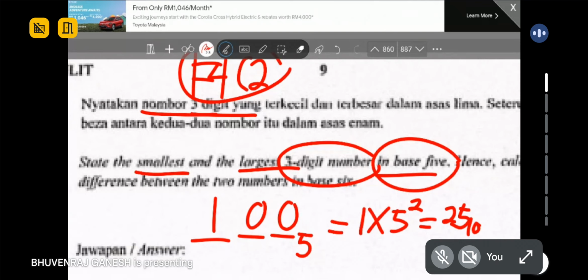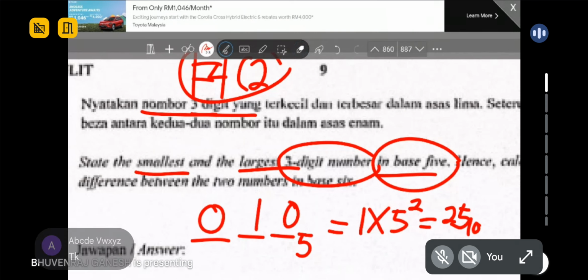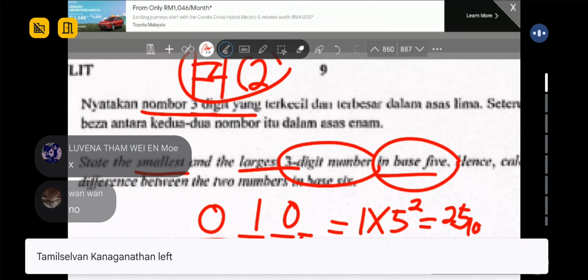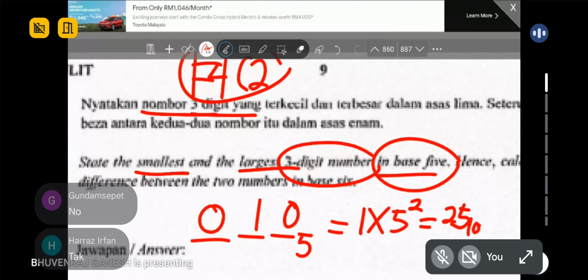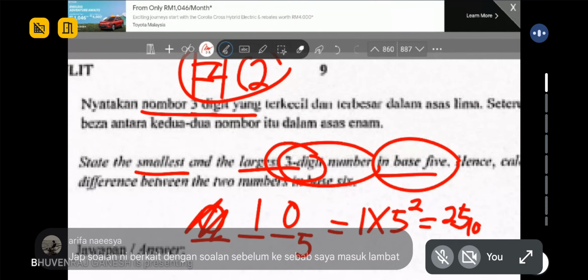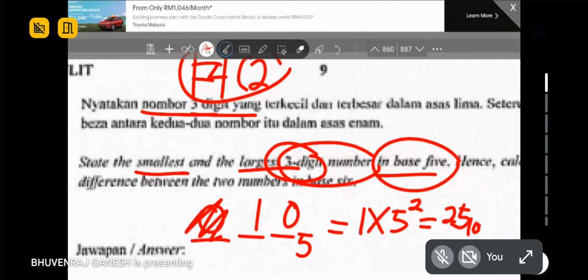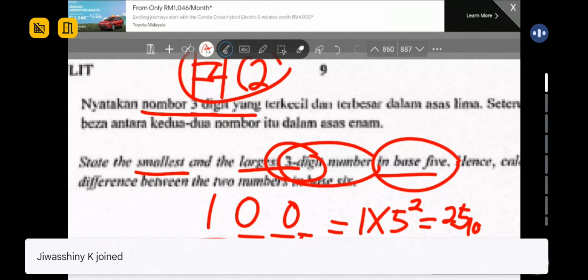Okay, I ask you guys a question. Let's say I change my answer. Saya tukar jawapan. Can I write like this guys? Boleh tak macam ni? 0110. Okay, is this valid? Sah ke tak? Okay, very good. Because the question says it must be 3 digit. Yang ni adalah 2 digit saja guys. Faham tak? If I give my answer like this, it is 2 digit. Tak. Yang ni soalan baru. Alright. So the answer is 100 base 5 guys.